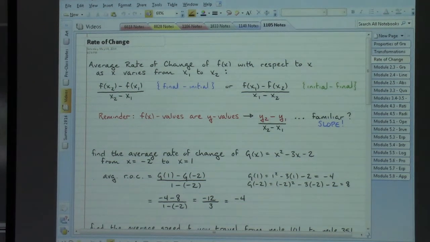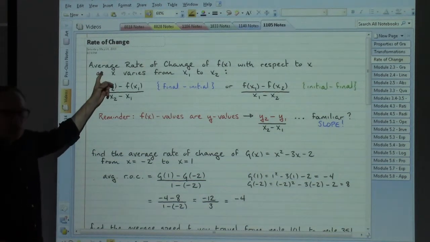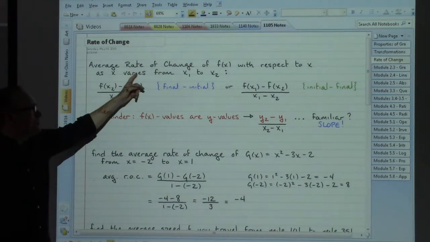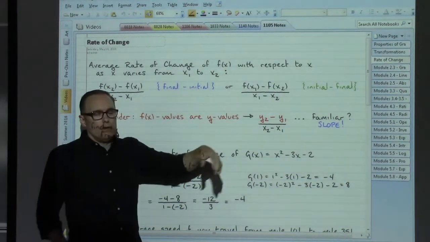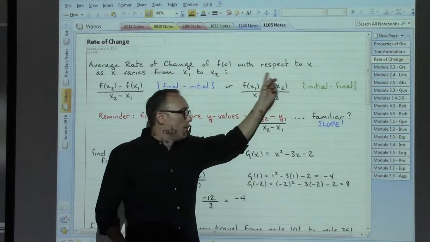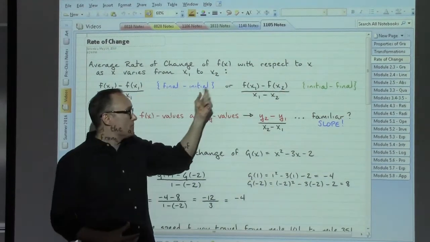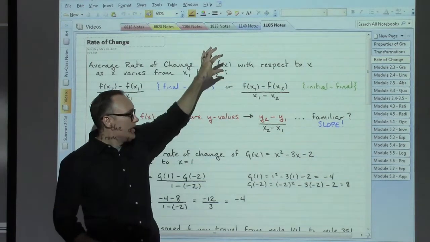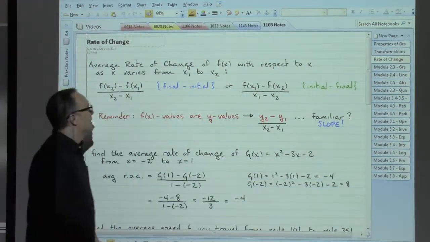Now that we've talked about slope, we can take the idea of slope and apply it to any function that we want. When we do that, we would be talking about an average rate of change of that function, to be official, with respect to x. So function values, or y values: change in y over change in x.